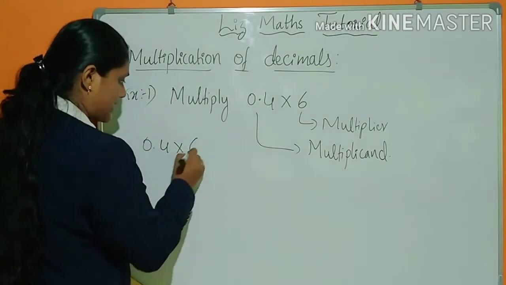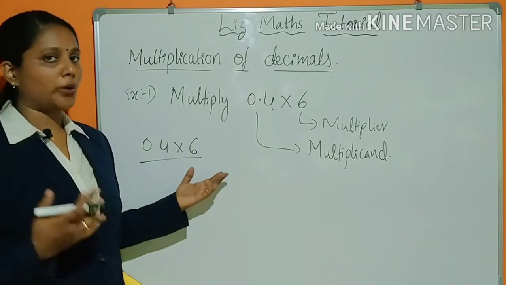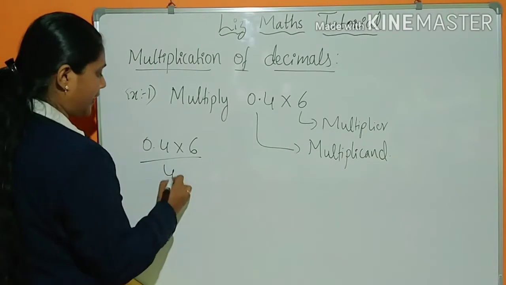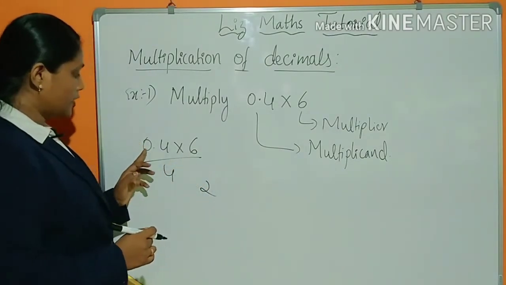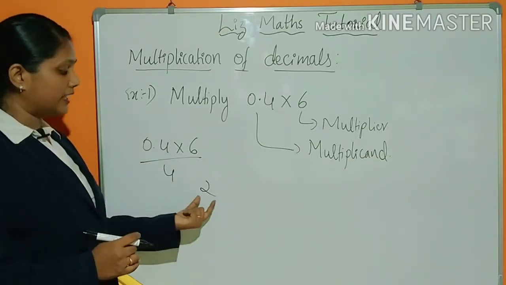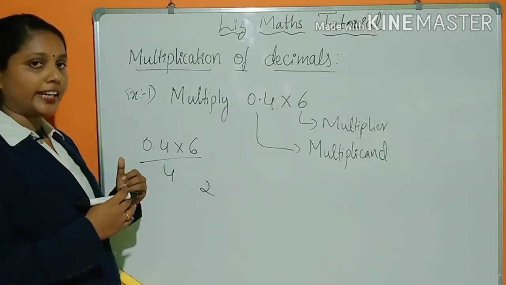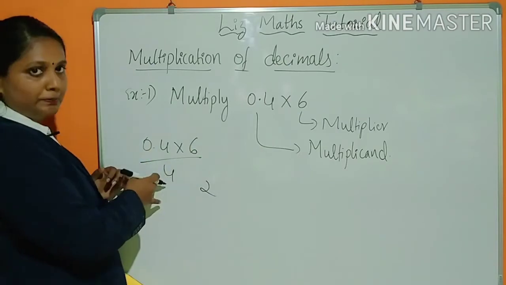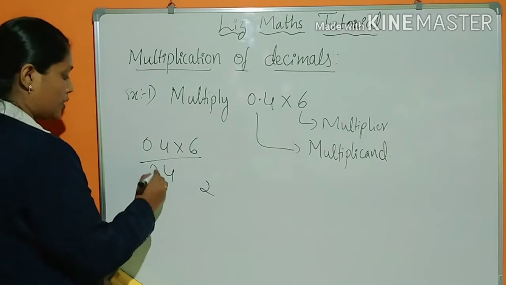0.4 into 6. See here, the usual way we multiply, the same way you multiply here also. 6 4s are 24. So 2 is in your hand and 6 into 0 gives you 0 only. So that 0 you have to add with the remaining 2, isn't it? Here 6 into 0 is 0 plus 2, that gives you 2 here.